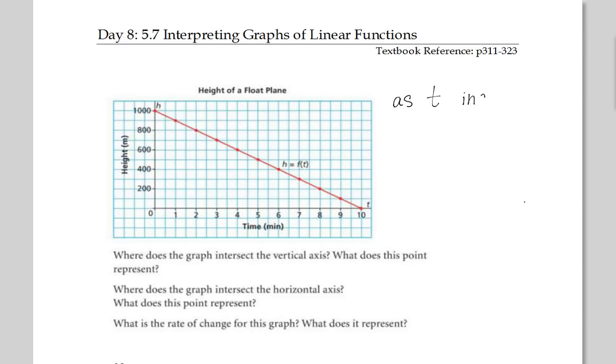You can get a really strong understanding at a quick glance. It's pretty much the whole point of a graph. So as t increases, height is decreasing. We can expand that further, and we can even talk about at what rate is it decreasing. And it's decreasing at a constant rate.